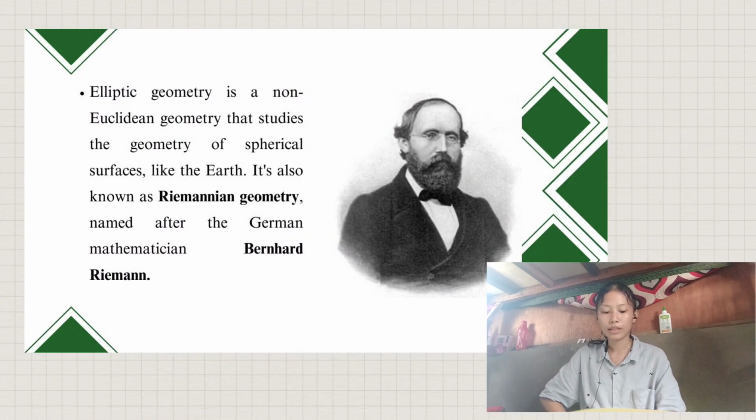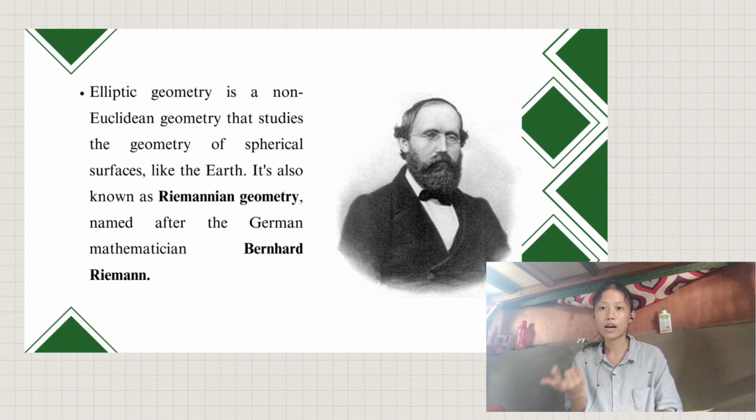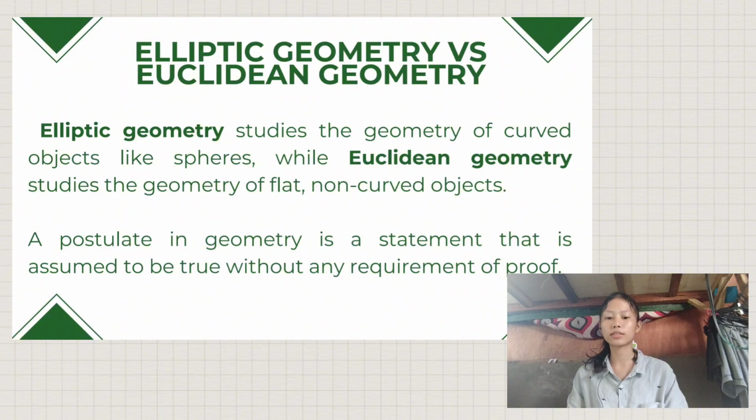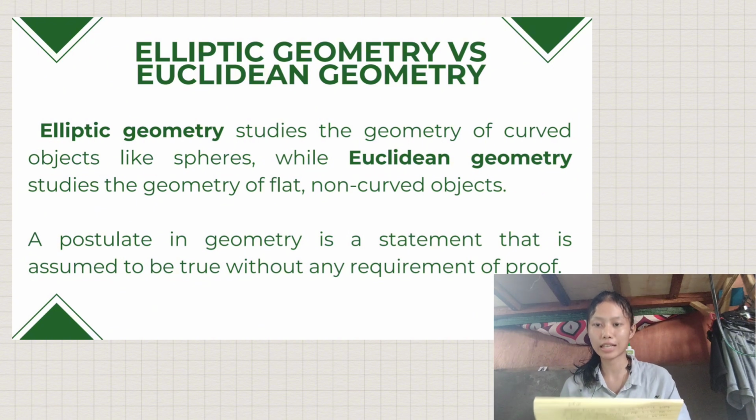Elliptic geometry is a non-Euclidean geometry that studies the geometry of spherical surfaces like Earth. An elliptic object is somewhat like an Earth shape. It is also known as Riemannian geometry, named after the German mathematician Bernhard Riemann. Elliptic geometry versus Euclidean geometry: elliptic geometry studies the geometry of curved objects like spheres, while Euclidean geometry studies the geometry of flat, non-curved objects.